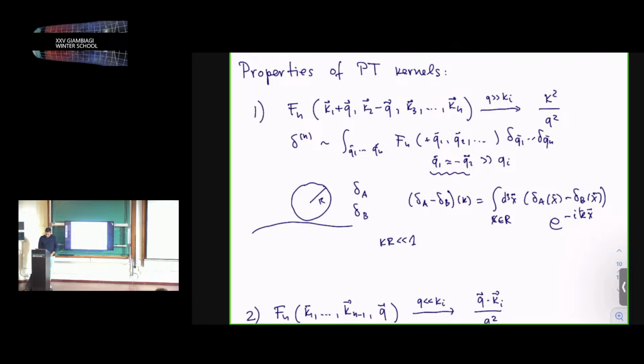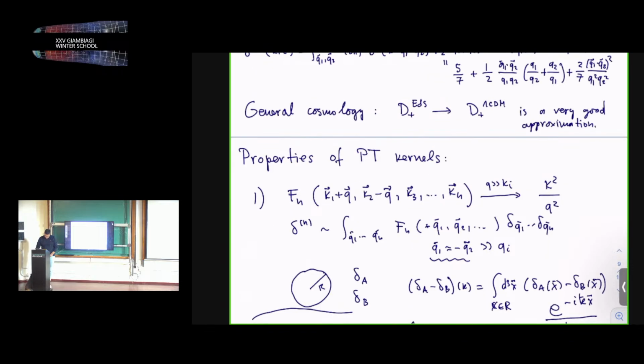So in this limit, I can expand this exponent, because x is always smaller than r, since I'm integrating inside the sphere. So basically, I can write this like 1 minus ikx, and there will be terms of order k squared x squared.